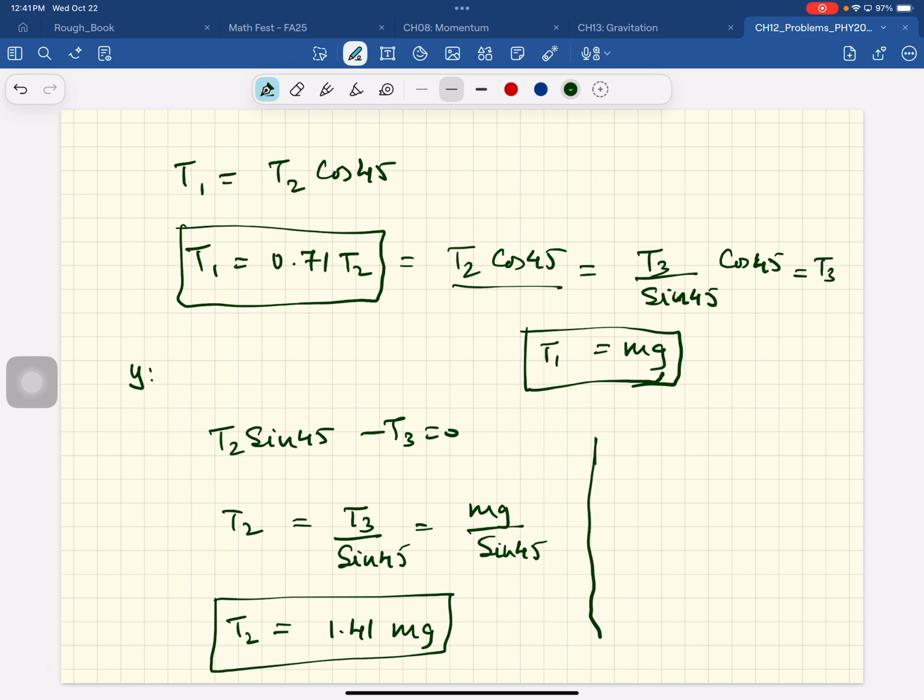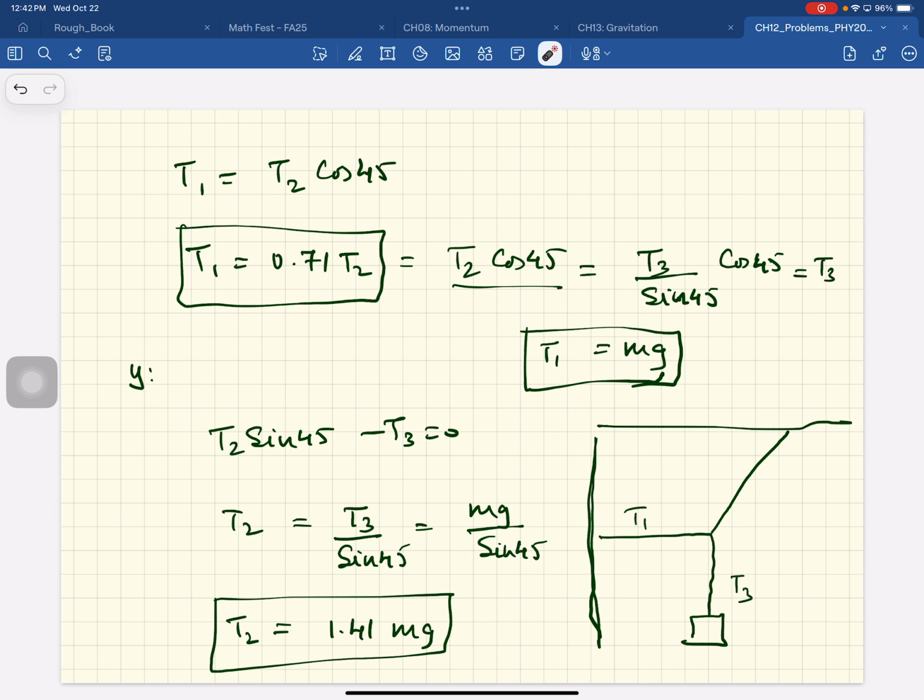So here's the setup. Let's say you're suspending a sign like that. And what we found was the tension here, T3, is equal to the weight, T1 is equal to the weight, T2 equal to 1.41 mg.